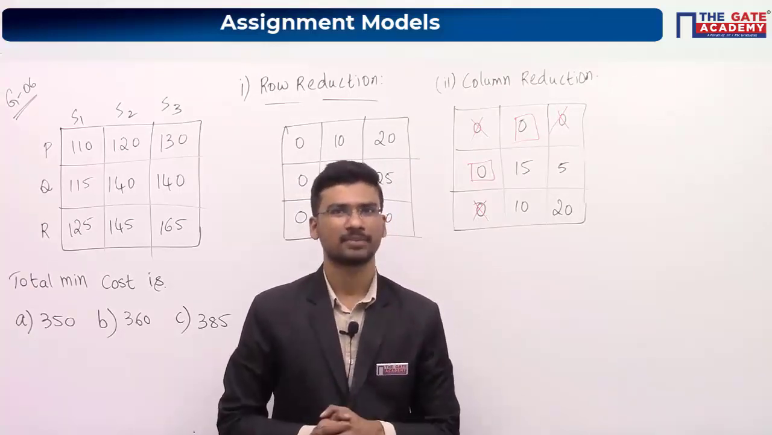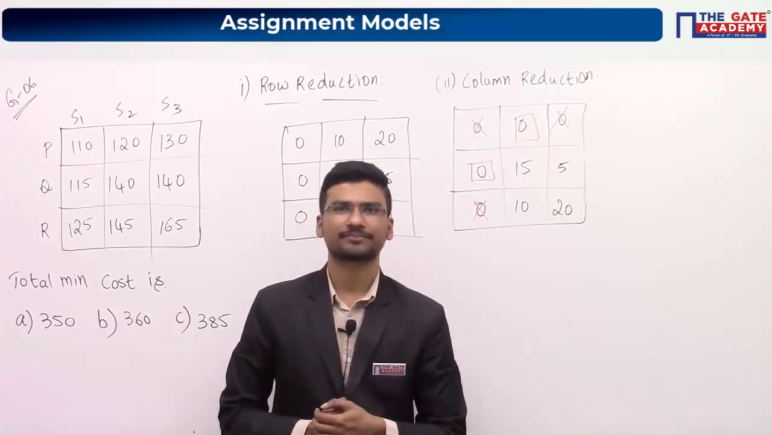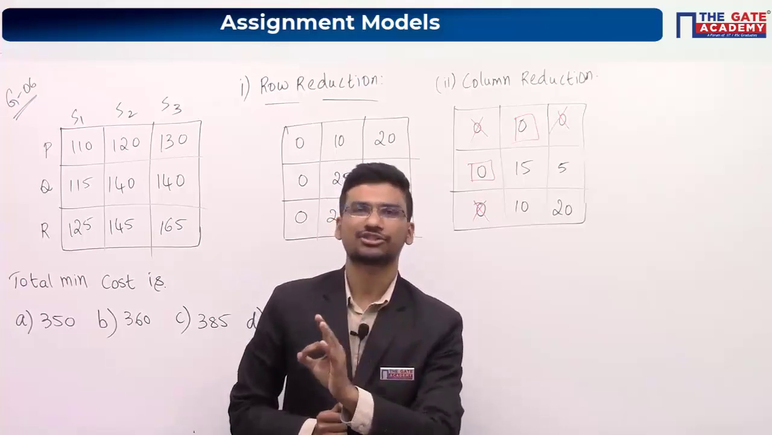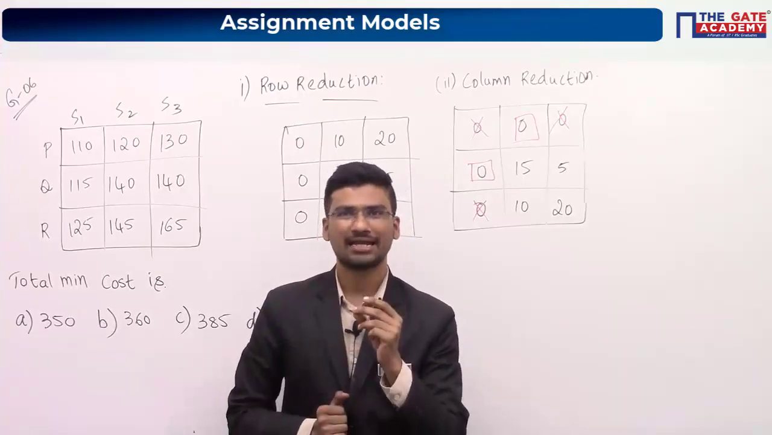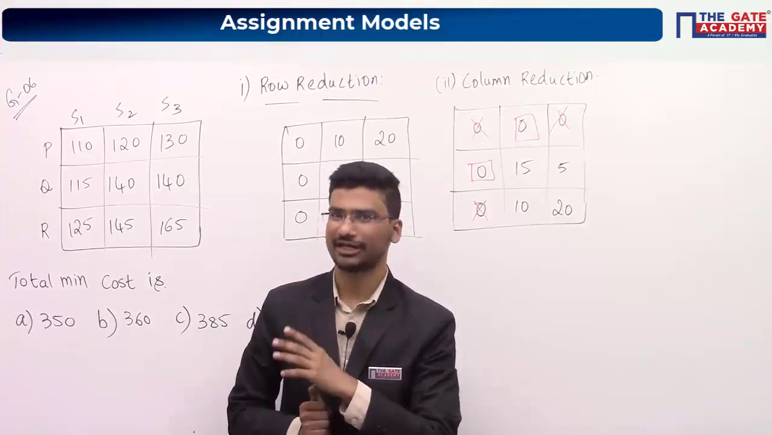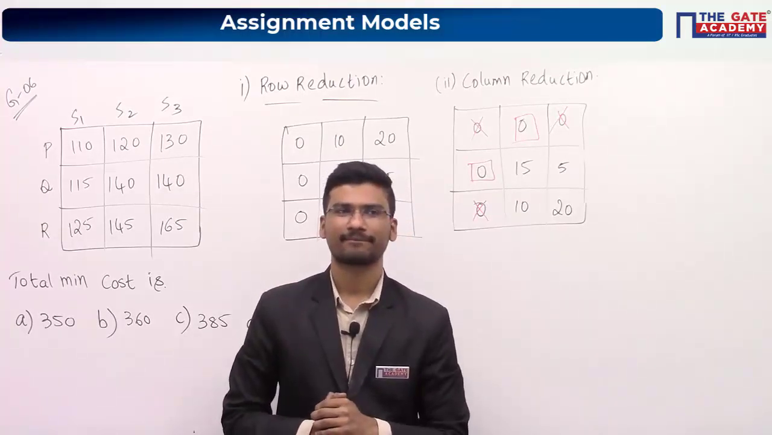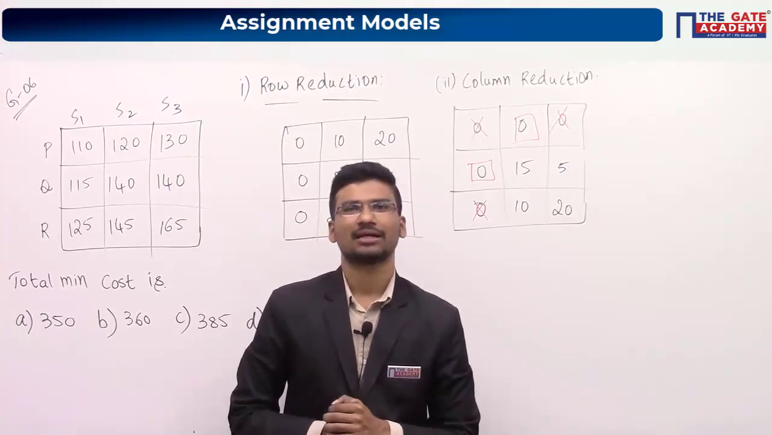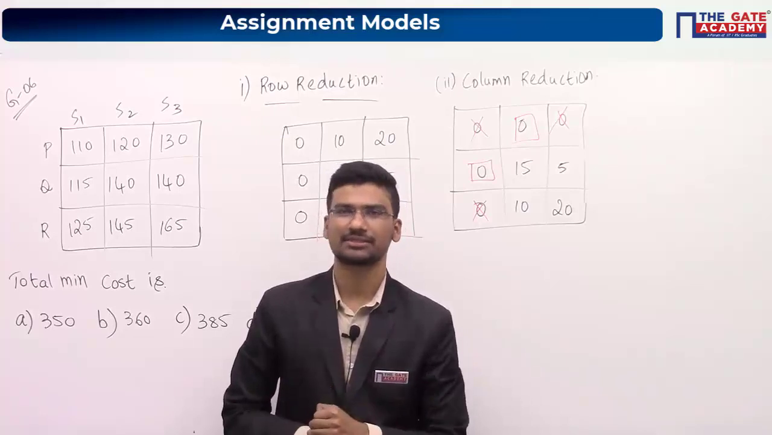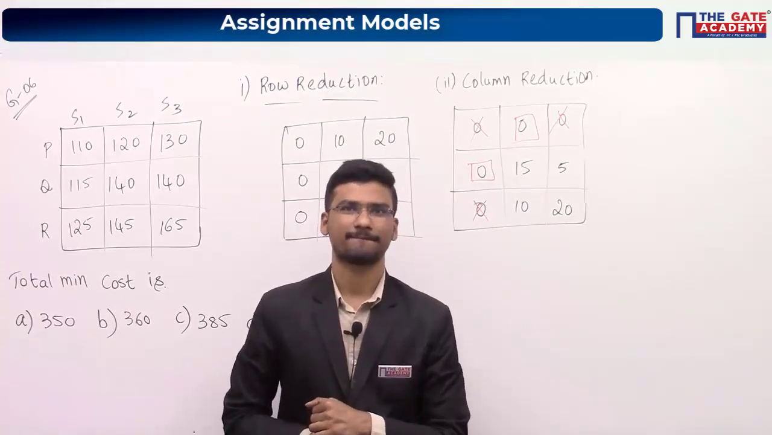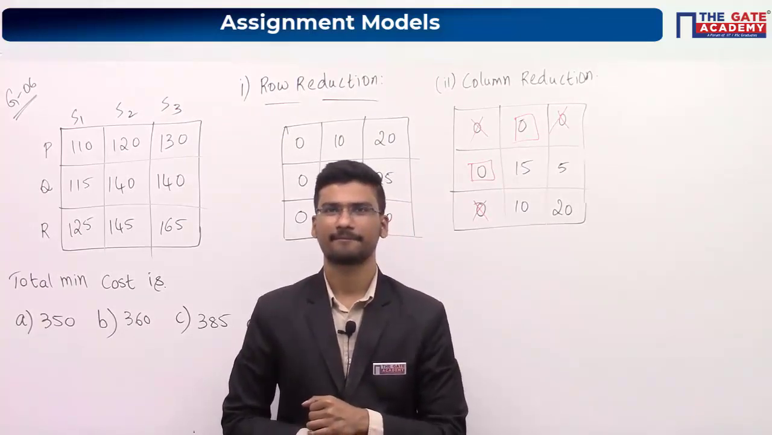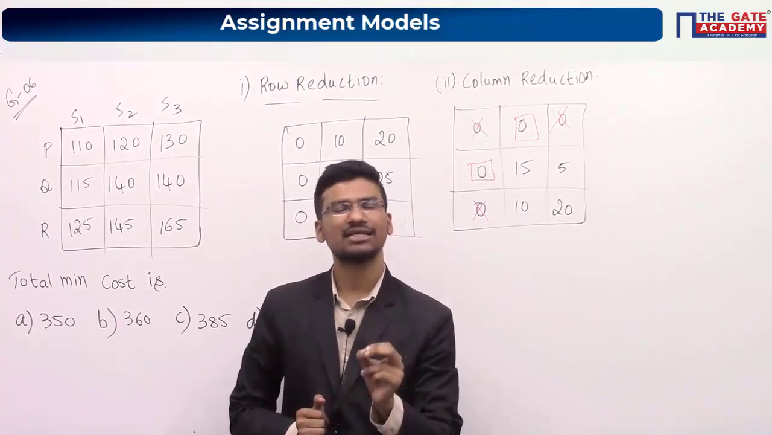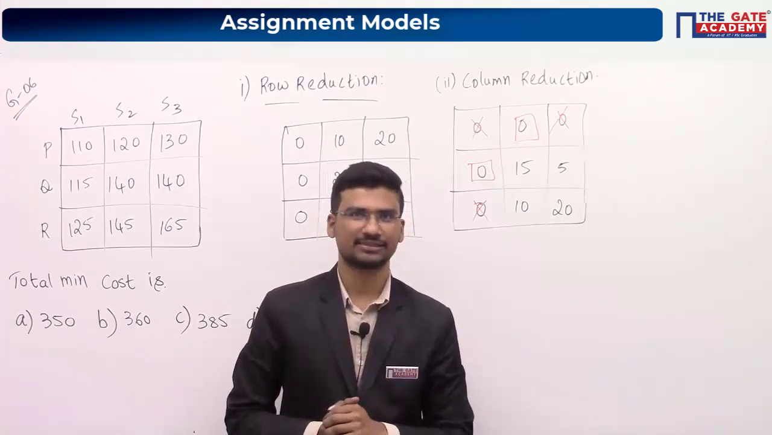Next step: add the minimum element at the intersection of the straight lines, leaving the covered elements as it is. Add the minimum element at the intersection of the straight lines, leaving the covered elements as it is.